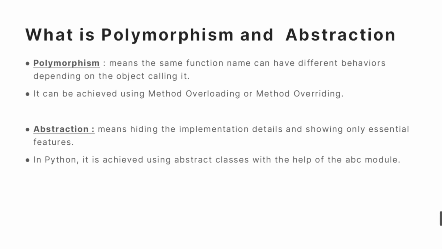And next you can explain what abstraction is. Abstraction means hiding the implementation details and showing only the essential features to the user. This abstraction is implemented using an abstract class which has abstract methods, and it is implemented with the help of the ABC module.